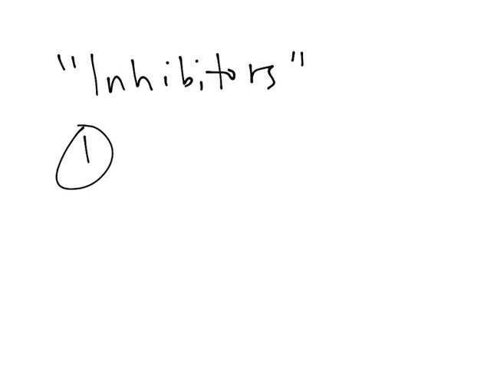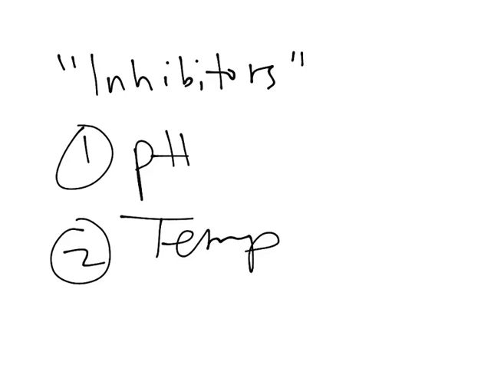Okay, in this lecture video, we're going to talk about other inhibitors of enzyme activity. So now we're not going to talk about molecules like drugs, but we're going to talk about environmental conditions. So first of all, we're going to talk about pH, and then we're going to talk about temperature.